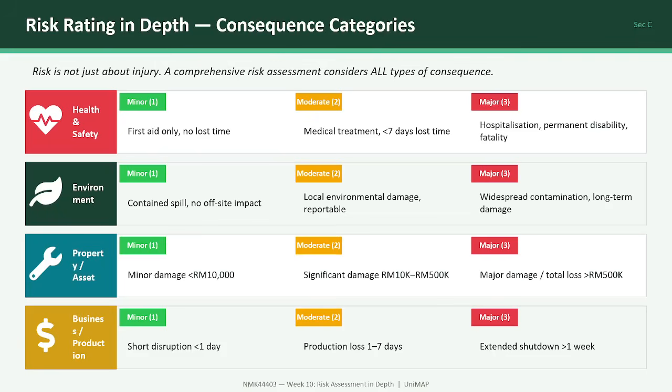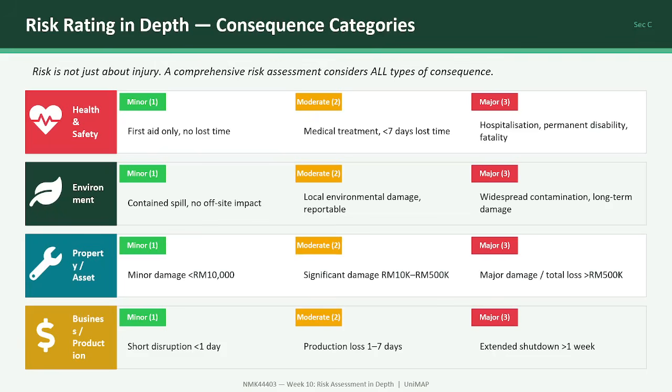The second category is environmental. A chemical spill that is fully contained on-site is minor. A spill that reaches a drainage system and causes measurable local environmental damage is moderate and must be reported to the Department of Environment under the Environmental Quality Act 1974. A large-scale release that causes widespread contamination of a river system or groundwater, that is major, with potentially permanent long-term damage and enormous regulatory consequences.